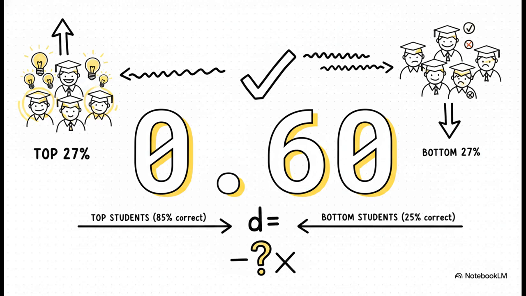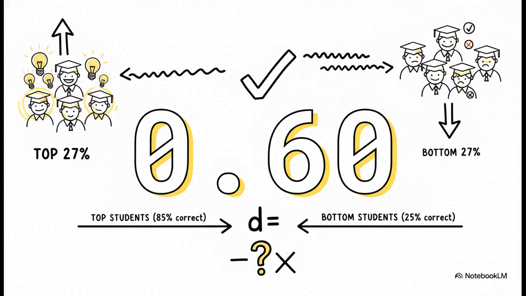Here's how it works. They take the top 27% of scores on the pilot test and the bottom 27%. If 85% of the top group gets a question right, but only 25% of the bottom group gets it right, your d-value is 0.60. That is excellent discrimination. It means the question works perfectly.